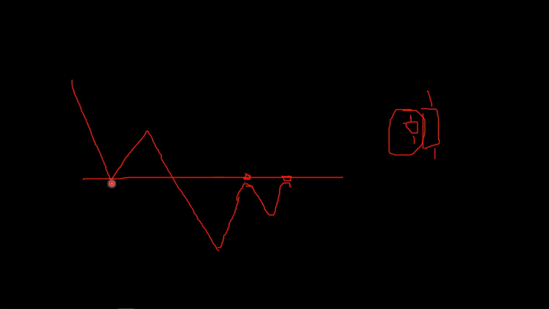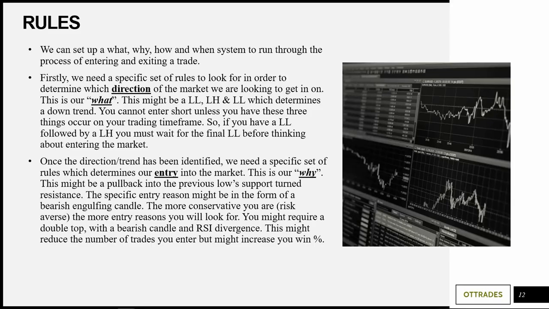So lower low, lower high, lower low, pull back into the price range, wait for the double top. On the second top, look for this engulfing candle, engulfing the previous candle's body. Now that's just one of the filters that we might look for. But for this example, I'm just going to stick with the bearish engulfing, ignoring the double top and the RSI divergence, just to keep it simple.